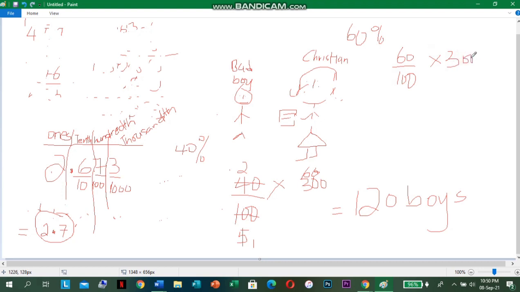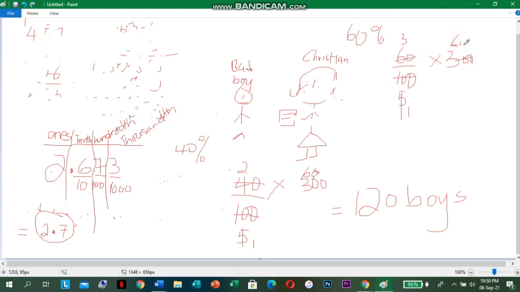Times the 300 students. So we're going to choose a number that when we divide this 60, it doesn't leave a remainder, and when we divide that same number into this 100, it doesn't leave a remainder. So we can use 20. 20 into 60 goes 3 times, and 20 into 100 goes 5 times. So 5 into itself goes 1 time, and 5 into 300 goes 60 times.